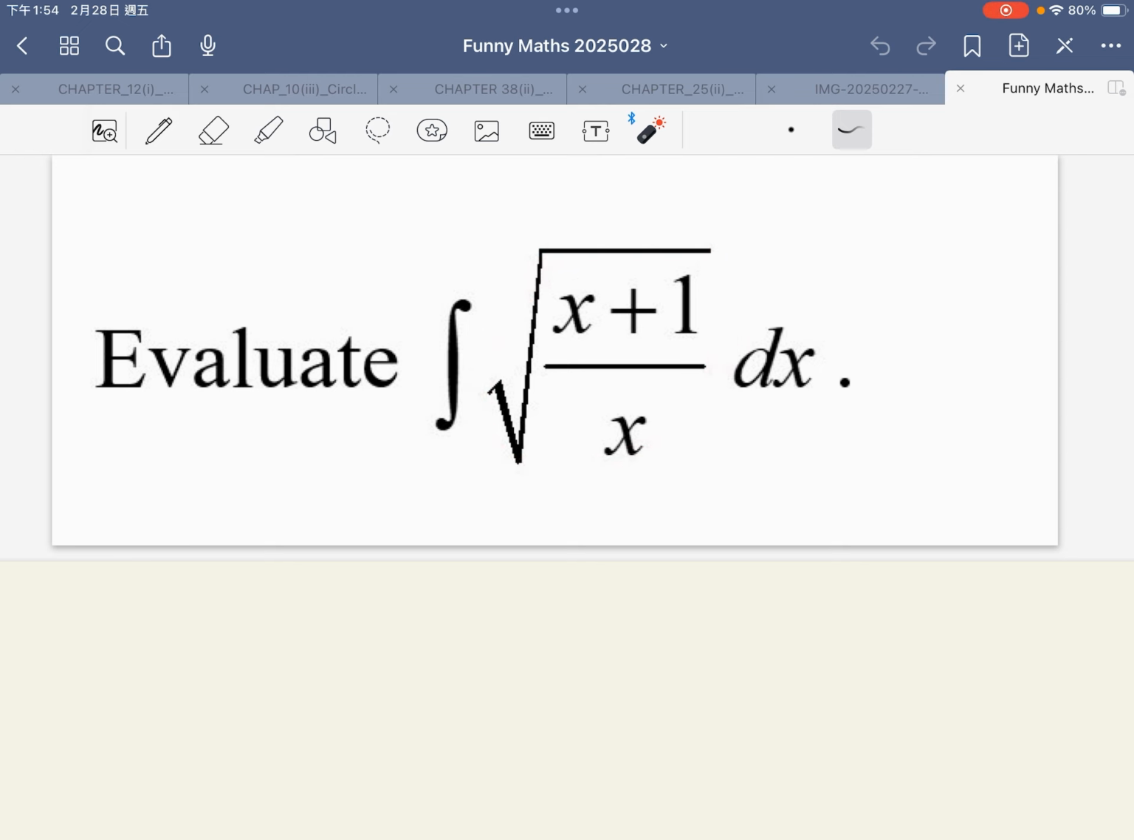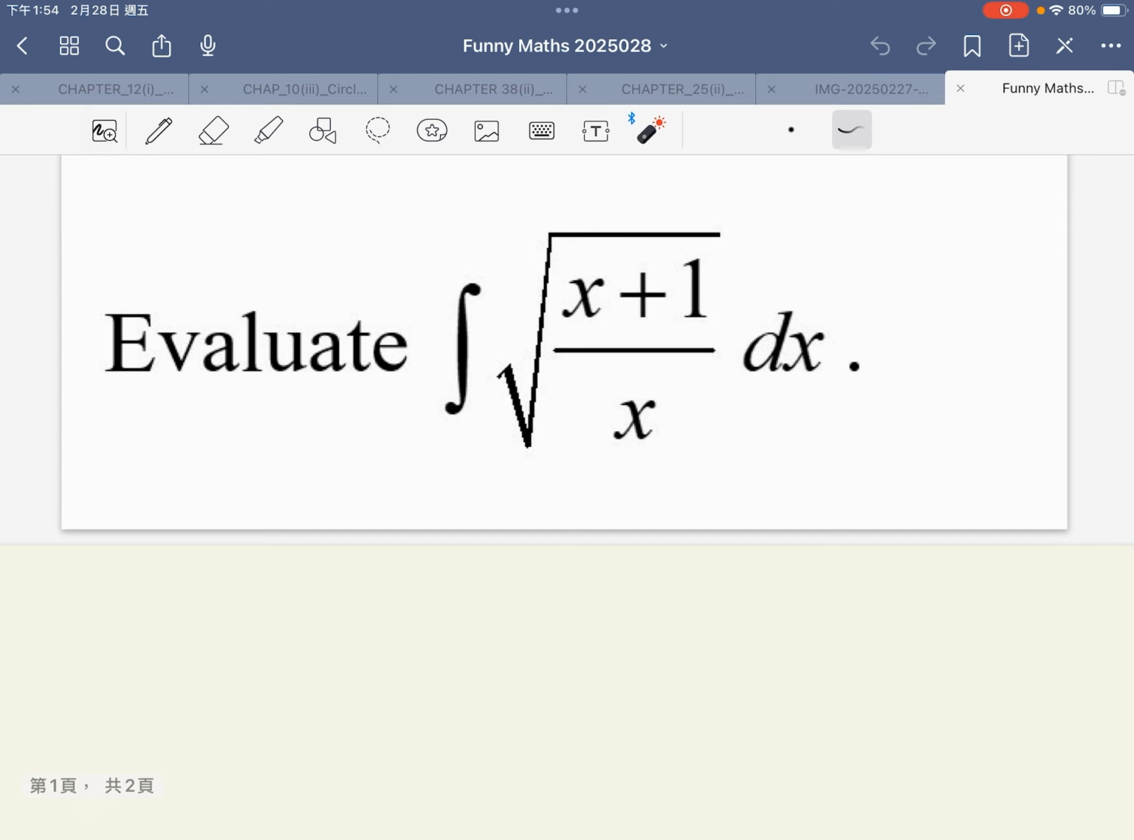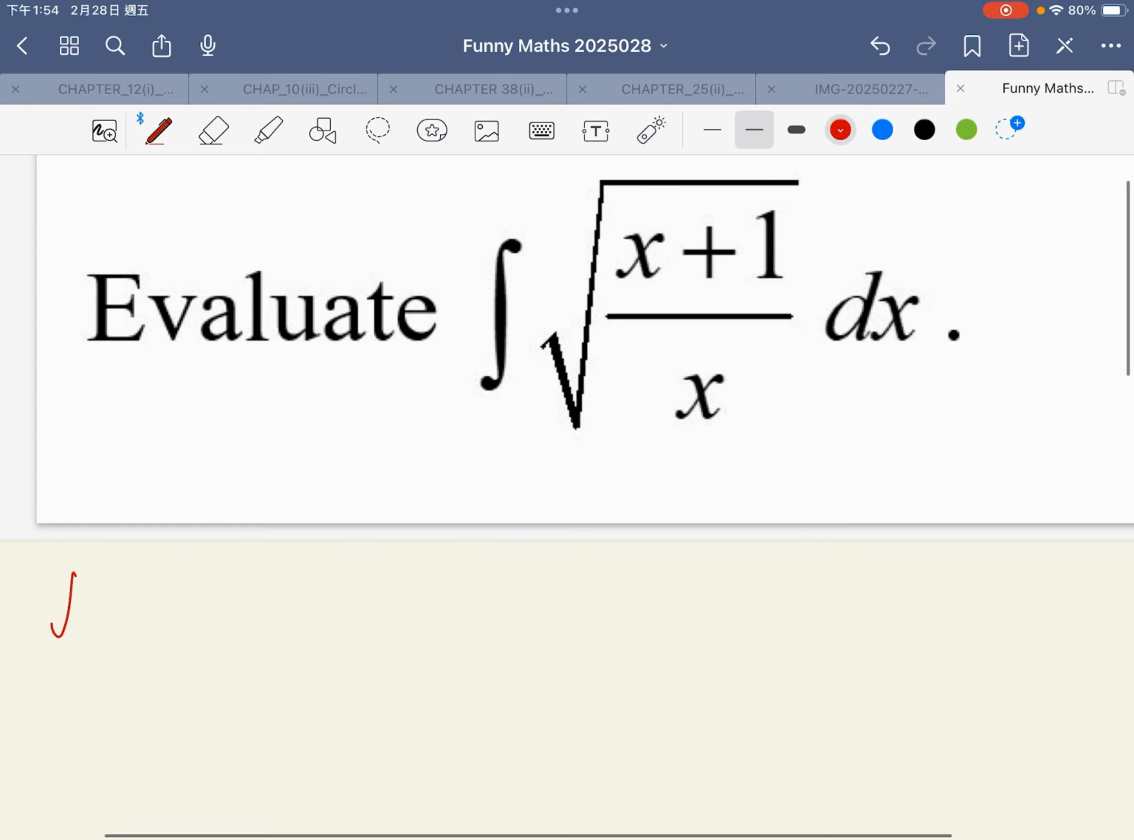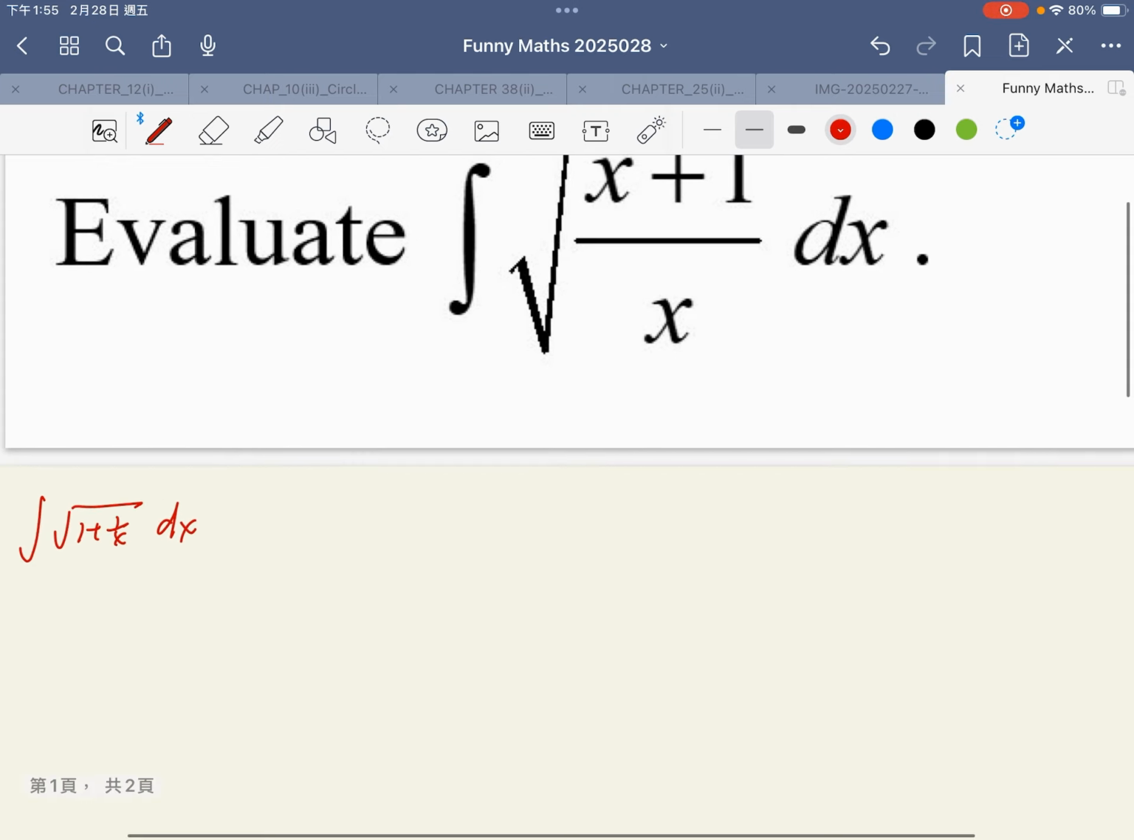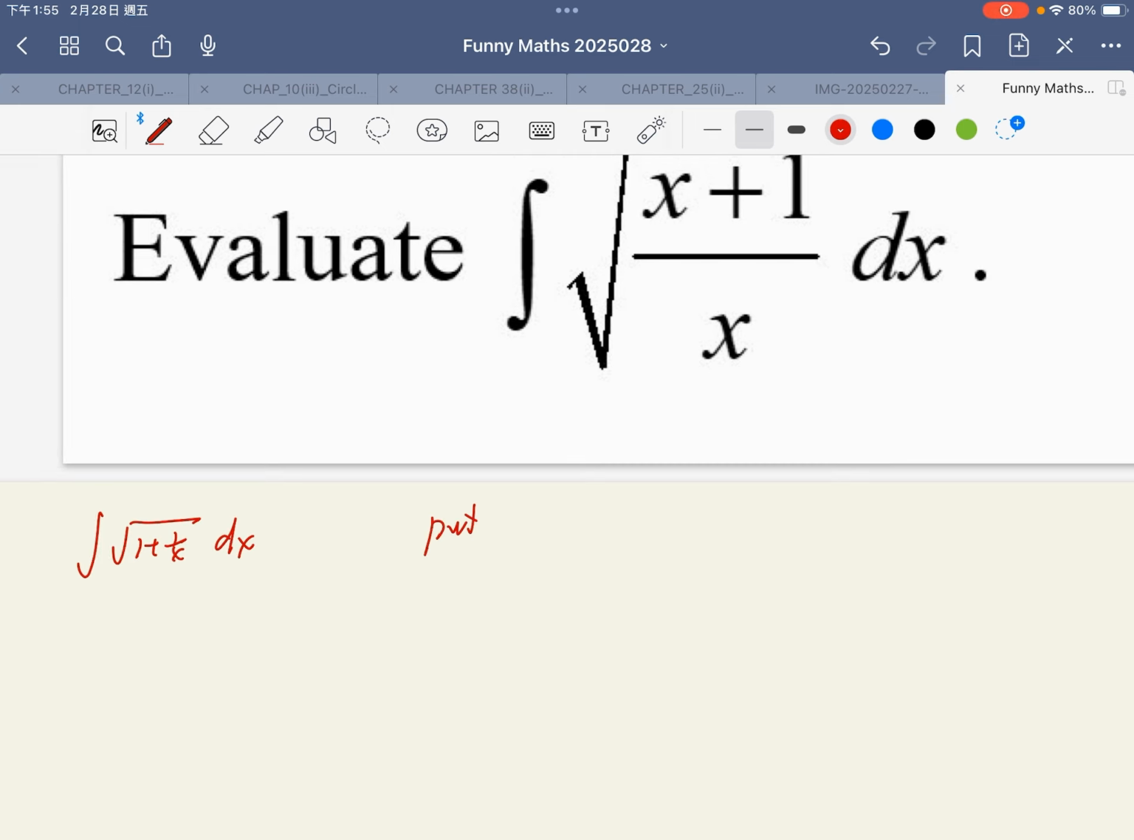At first, I try to change the format of this integral sign. Change this to 1 plus 1 over x dx, and then put u equal to the square root of 1 plus 1 over x. Then du equals 1 over 2 square root of 1 plus 1 over x, times negative 1 over x squared dx.